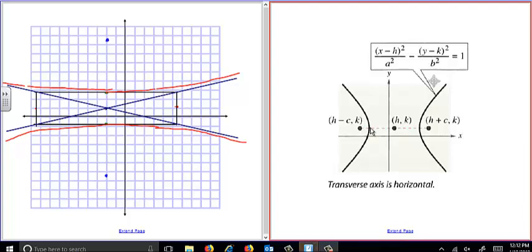Now if I wanted to know the vertices, these are the vertices, and so for the vertices, the coordinates would be h minus a, comma k, and the location of this would be h plus a, comma k. So all of these things have the same k value, which is the y coordinate.